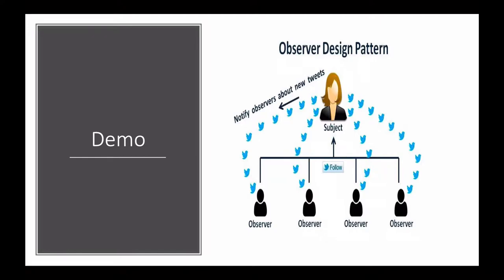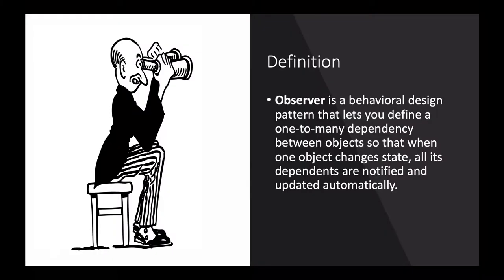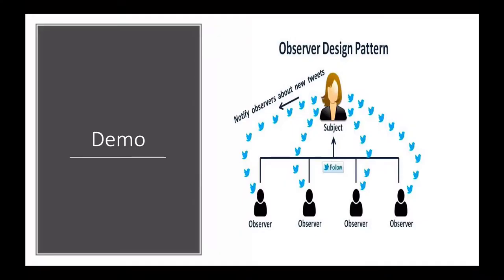So this is the diagram I was talking about, and this describes the flow for this observer design pattern. In the observer design pattern, we have two entities. The first entity is called the subject, and the second entity is the observer. The idea behind this pattern is that it lets you define a one-to-many dependency. As you can see in this diagram, many observers are depending on one subject.